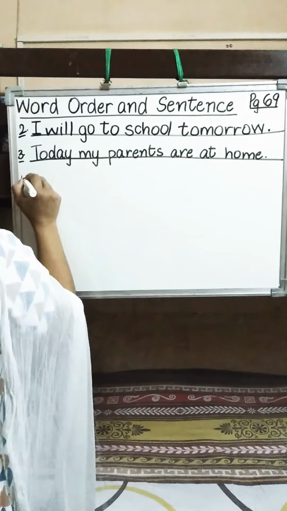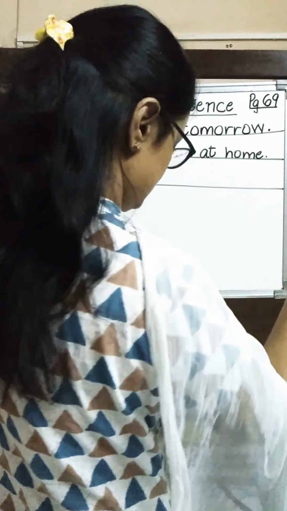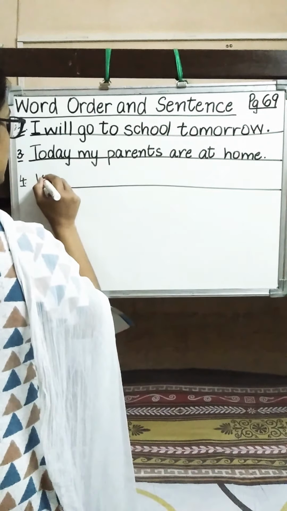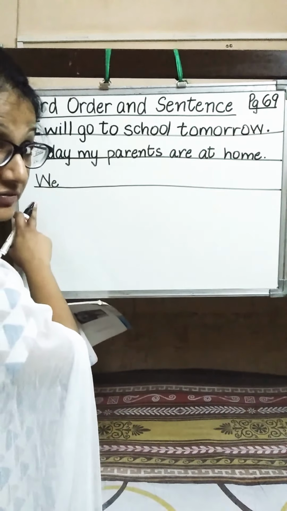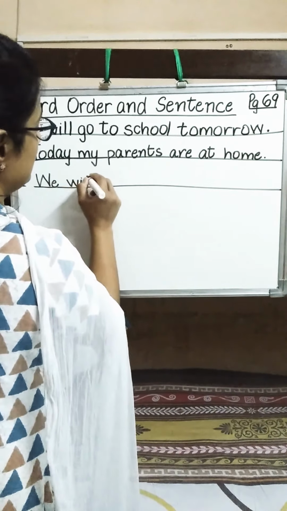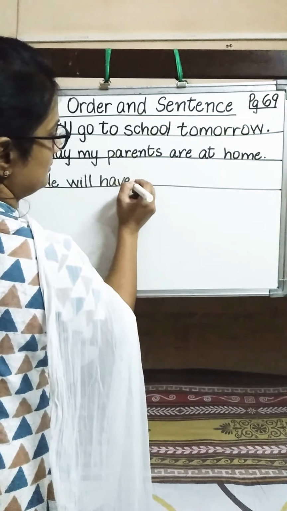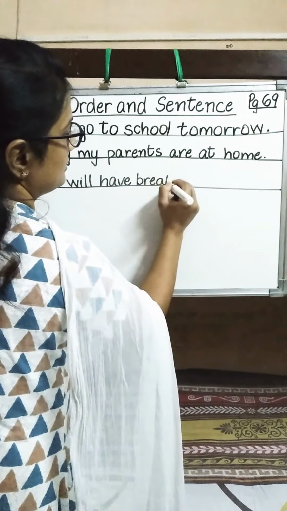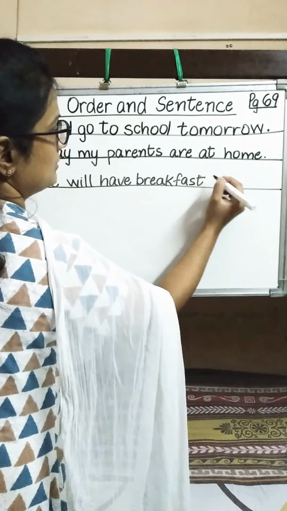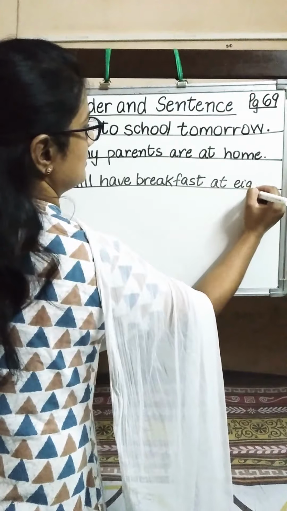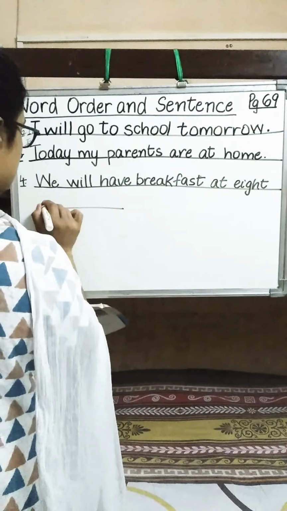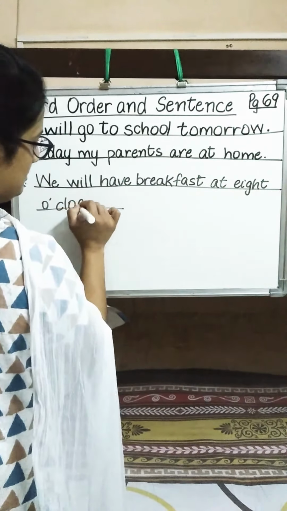"We breakfast have at will 8 o'clock." Fine. So now it is not making any sense. We have to rearrange again. So the fourth one is: "W" will be capital because it is the beginning of the sentence. "We will have breakfast at 8 o'clock." And the sentence will end with a full stop.